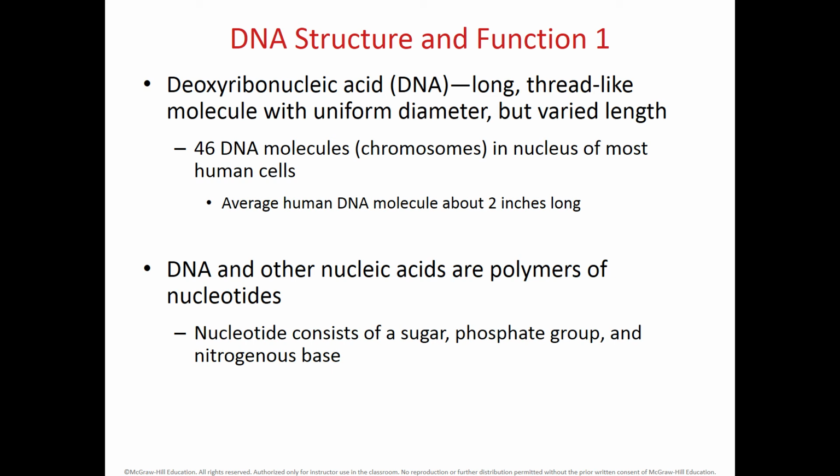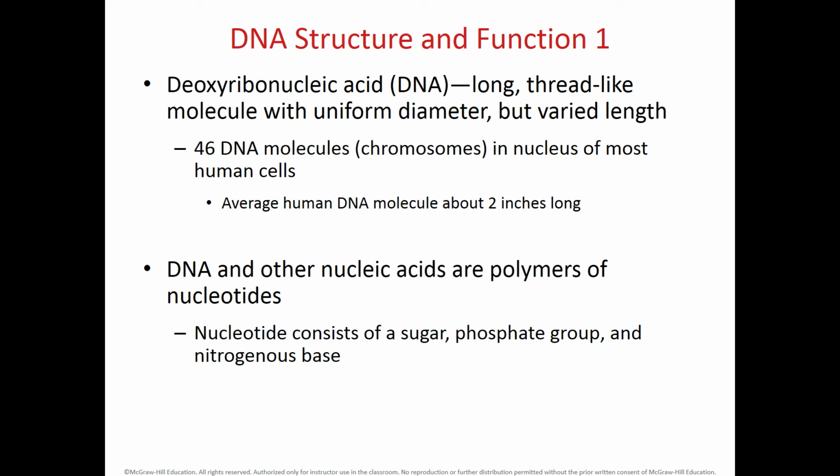Our DNA is distributed in 46 chromosomes, and most of our cells, with the exception of the red blood cells, have a nucleus. So what it means is that they have DNA, and within this DNA we have, as I said, this distribution of the DNA molecules into 46 structures known as chromosomes. The average DNA molecule is about 2 inches in length.